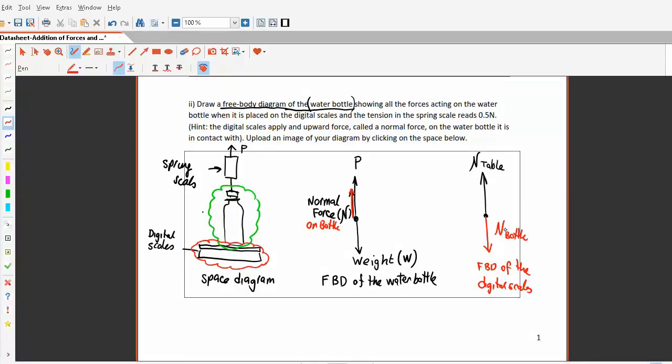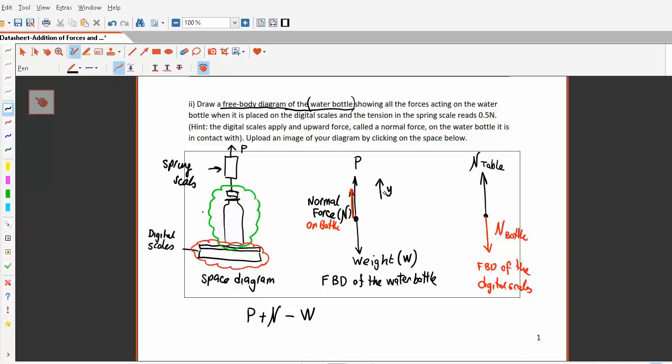Let's now try and predict what this reading here will be. The way we do that is to realize that the water bottle is in static equilibrium. It is not accelerating up or down. So therefore, the forces on it must be zero. So if we add the forces acting upwards, P plus N, this force is acting downwards, so we need to subtract that from the total.